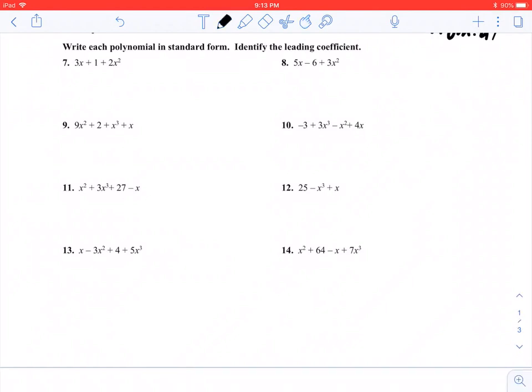Looking at number 7, it says write each polynomial in standard form. Identify the leading coefficient. So standard form is when you list it by the highest power to the lowest. So by ordering this, you can see that right there is the highest power. So it's 2x to the second, followed by 3x, and then your plus 1. So it says write each polynomial in standard form and then identify the leading coefficient. The leading coefficient is always going to be the number that is in front of the first term. So in our case, it's 2.